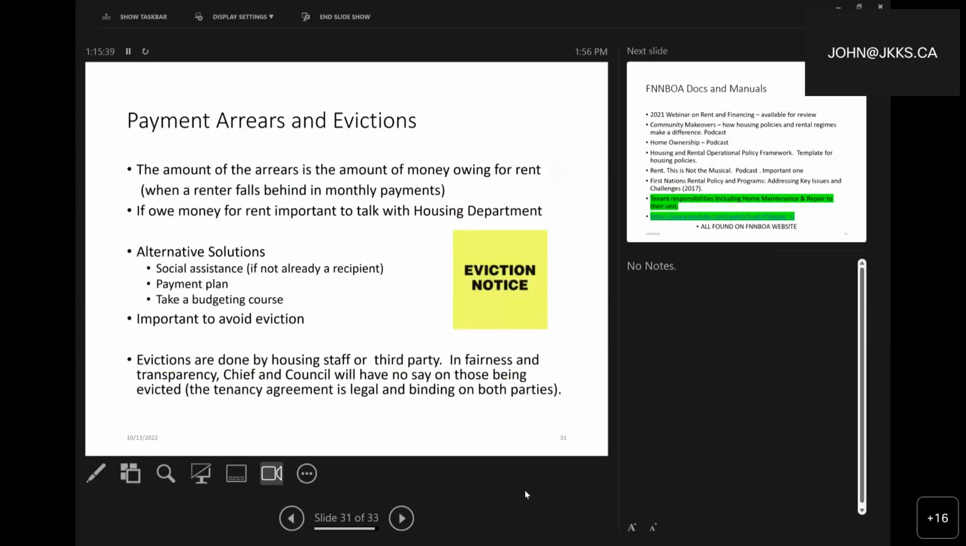So the big issue: payments, arrears, and evictions. How many times have I heard it from the council: they don't pay rent, it goes to chief and council, and the council is not going to evict a family member or a friend of the community, and it goes on and on. That's why you need a housing authority, an independent body to address payment arrears and evictions. Meet with the housing department and talk about how it's going to be fixed. It should be done by the housing staff or a third party for transparency. The chief and council should not be stick handling anything to do with payment arrears and evictions.